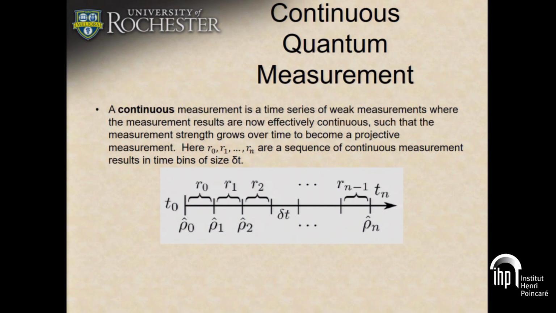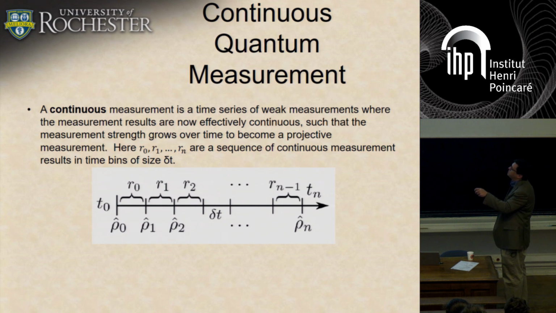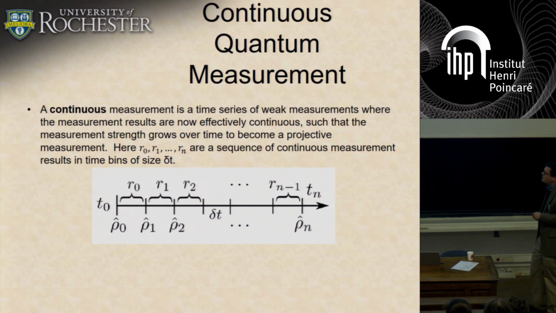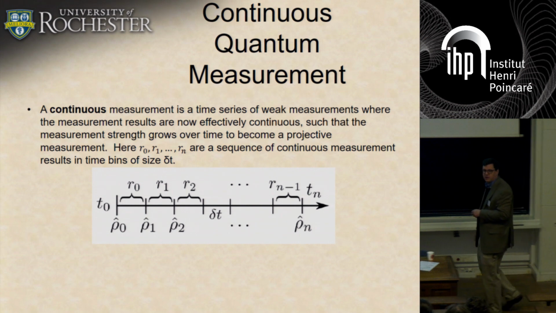All right, so I start out with a particular initial state. I then, say, weakly couple to my system, and I collect some result. We'll call it R0. And that could be either a discrete or a continuous variable.